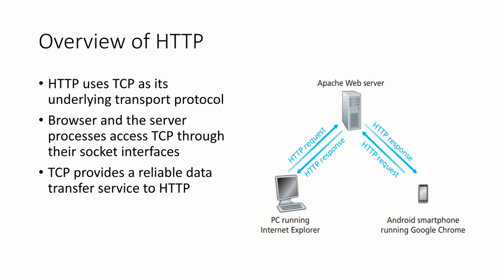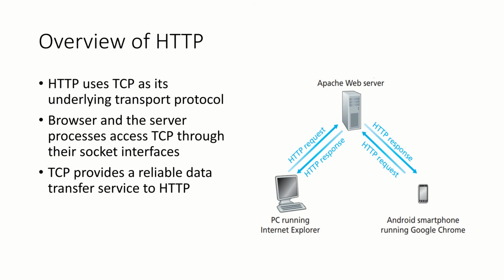HTTP uses TCP as its underlying transport protocol. The HTTP client first initializes a TCP connection with the server. Once the connection is established, the browser and the server processes access TCP through the socket interfaces. The client sends HTTP request messages into its socket interface and receives HTTP response messages from its socket interface. It is similar for the HTTP server.